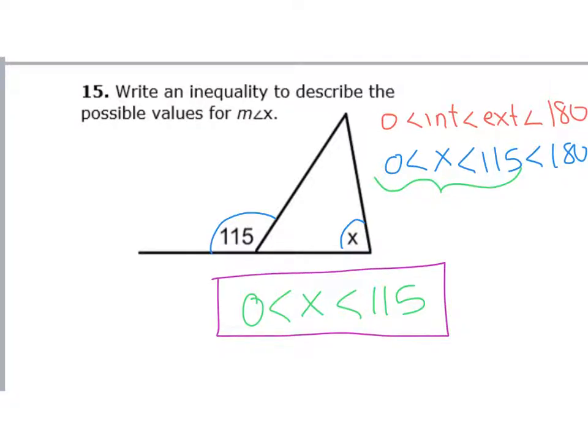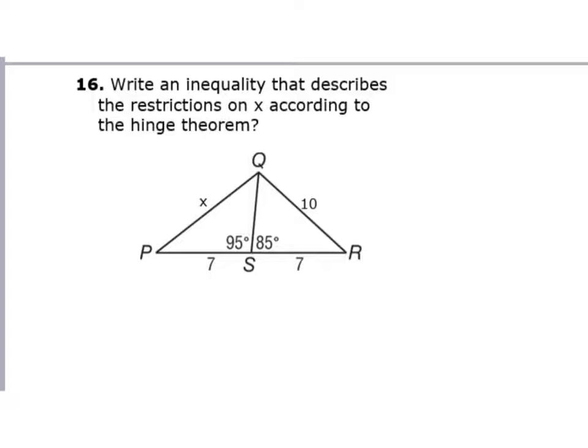Okay, number 16. Write an inequality that describes the restrictions on x according to the Hinge theorem. So the Hinge theorem says if you have two congruent sides, so I've got a 7 that matches with a 7, and then I've got a reflexive side, okay? Then when you look at your interior angles, or the included angle between them, if one is big and one is small, then that means the side across from the big angle will be bigger than the side across from the smaller angle.